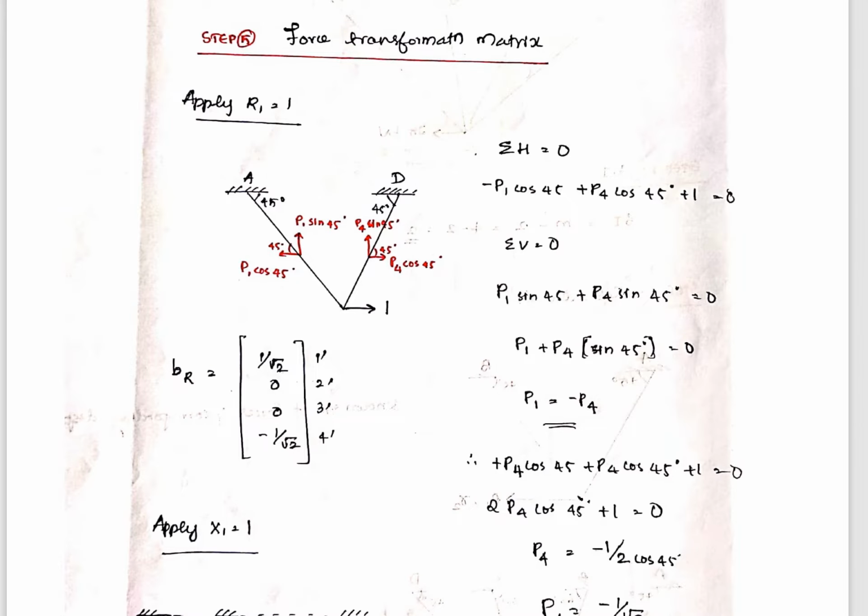Now we have to find out the force transformation matrix. For that, first of all, let's take the released structure. Take the determinate structure and apply R1 is equal to 1 and analyze to find out the member forces in all the members.